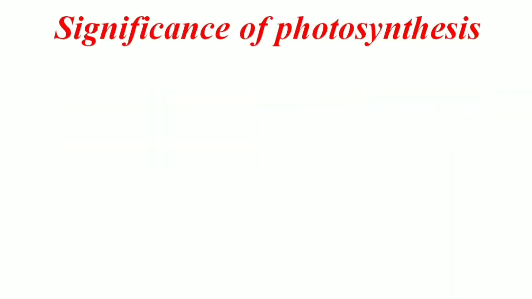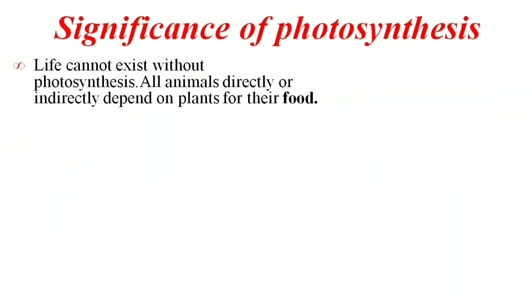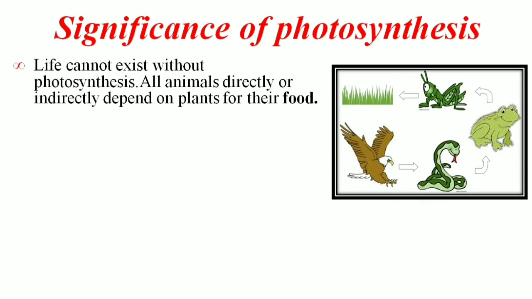Now we will discuss the significance of photosynthesis. Life cannot exist without photosynthesis. All animals directly or indirectly depend on plants for their food. This is the diagram of the food chain. It always starts with the green plants. So the green plants are the autotrophs, and the others are the heterotrophs. The heterotrophs are herbivores and carnivores.